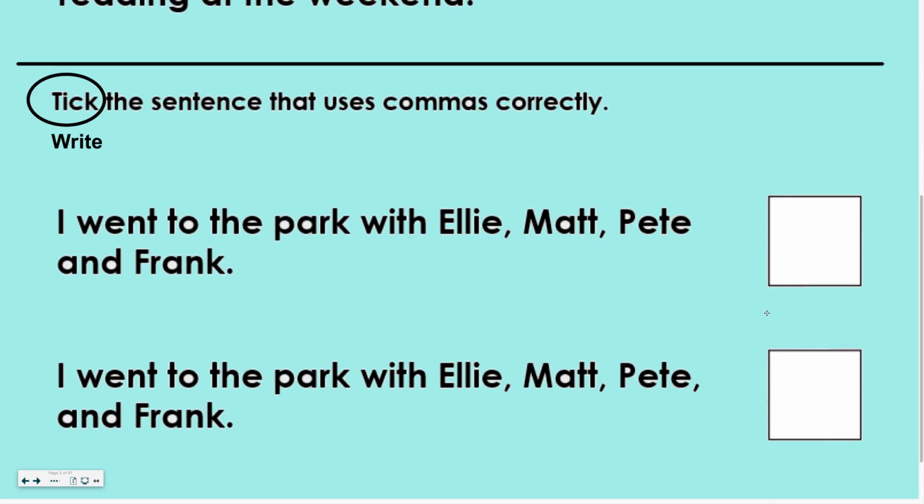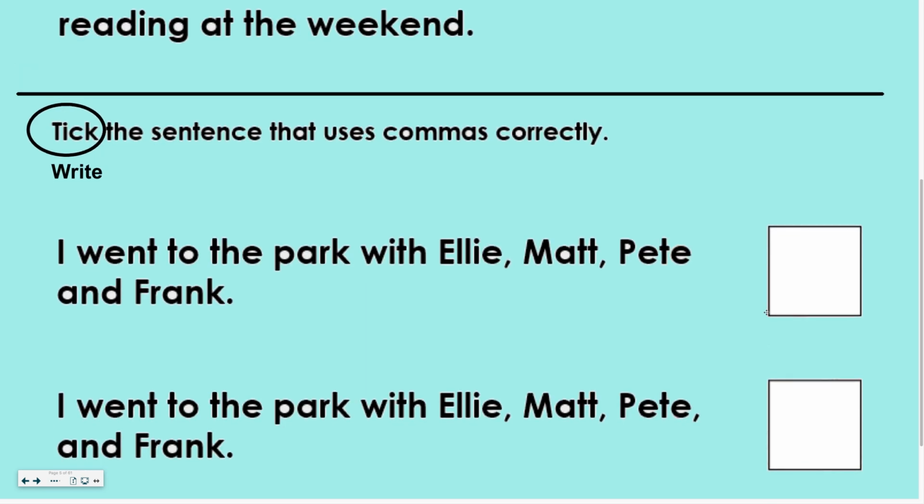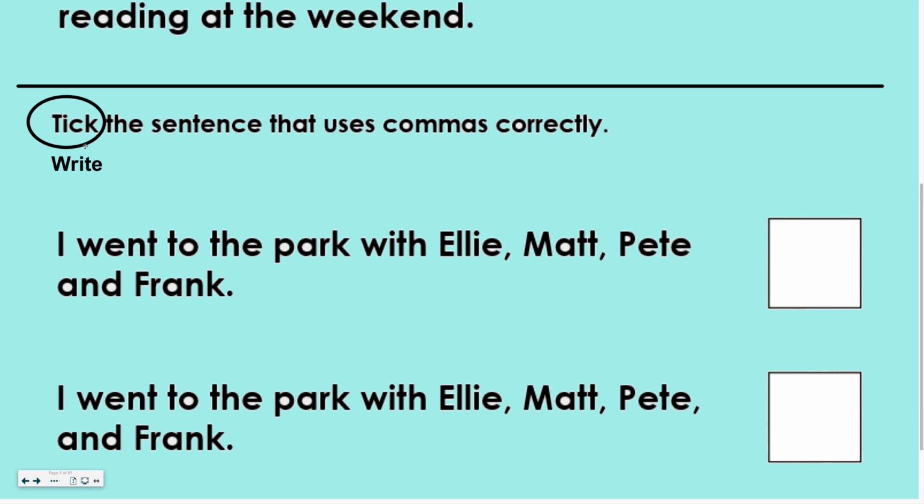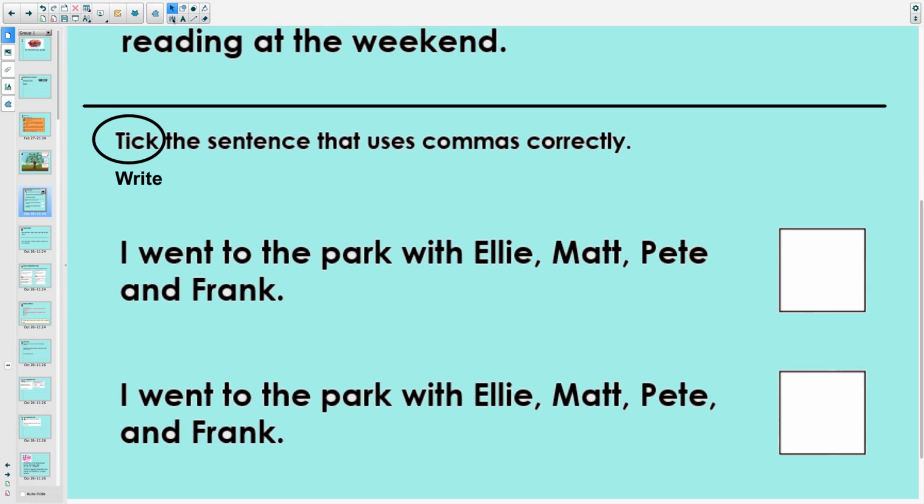So for the next question, it's asking us to tick the sentence that uses commas correctly. But I've written here that I'd like you to write them. So in your books, when you do the independent activity, not when I'm modelling it now, you'll write the sentence in your book that is correct. So rather than ticking it here, you write it in your book. So let's have a look at the first sentence. I went to the park with Ellie, Matt, Pete and Frank. And then we've got, I went to the park with Ellie, Matt, Pete and Frank. Now, if we have a look, I'm just going to get the pen so that I can show you what I'm looking at.